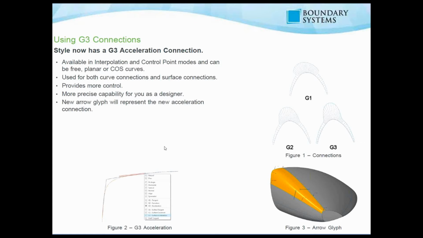So there are new arrows associated with those two. If we right mouse button on the arrow glyph as we see in Figure 3, we can change it from G1 to G3 as we need to. Or if we just keep on clicking on those arrows, on those glyphs, then we can change the connection as we need to.